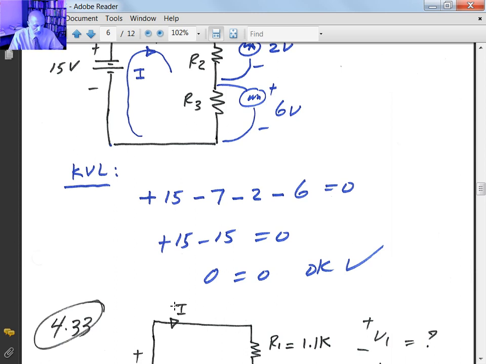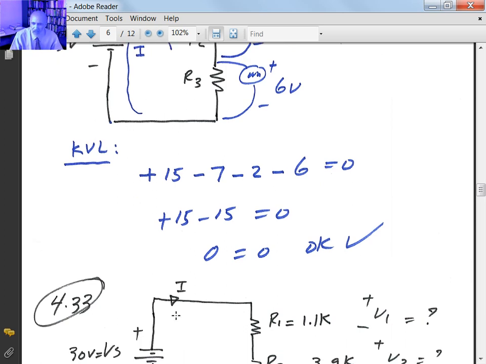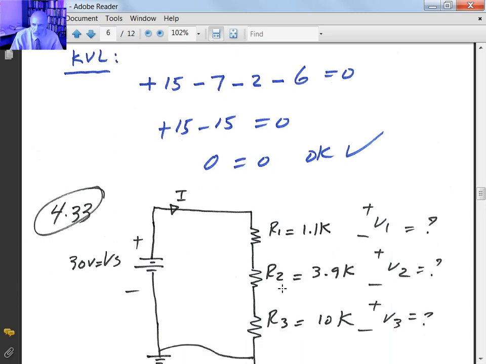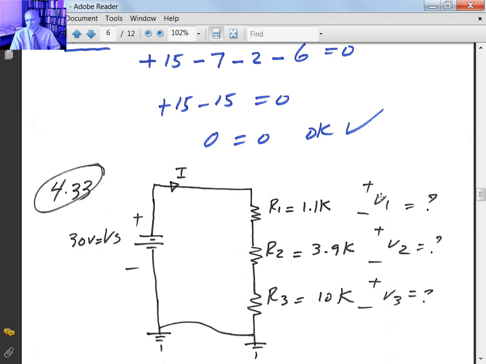Problem 33. It says repeat problem 31 for the circuit shown in figure 445C. And this is what I have, the 445C. It has 30 volt source hooked up to 1.1K, 3.9K, and 10K ohm resistors. And problem 31, it says use a voltage divider equation to calculate the voltage across each resistor. So we're interested in the voltages V1, V2, and V3 across the three resistors with that polarity.